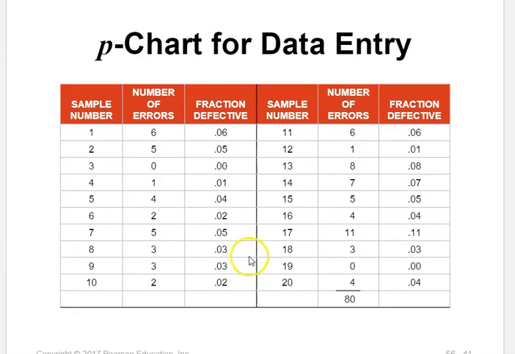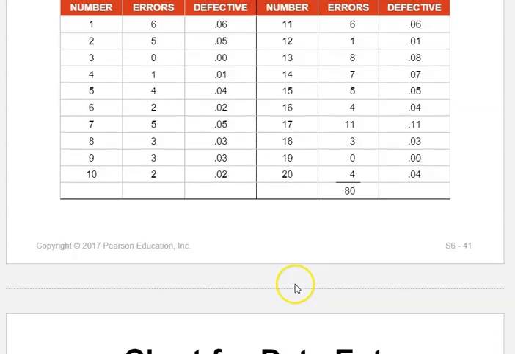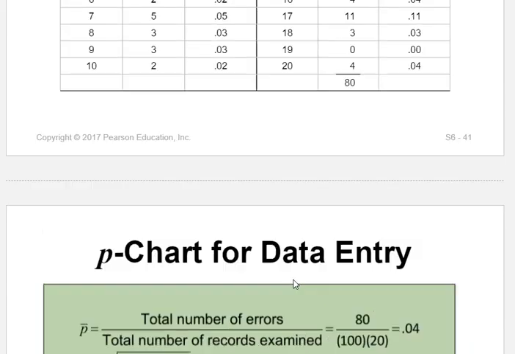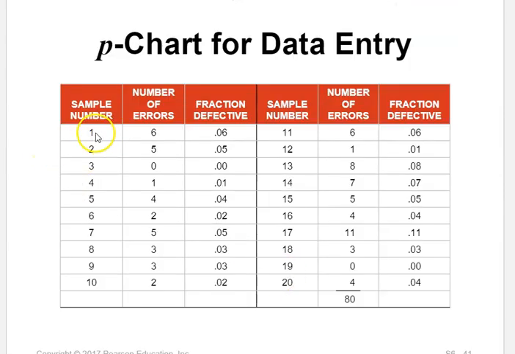Okay, so we have a P chart for data entry here. So what do we have? We have 20 different days or different hours, and we took samples. How many samples? We got 100 samples. So each of these days we got 100 samples, and we recorded the number of defects. How many defects in that specific day or hour, right? So in this case, 6.